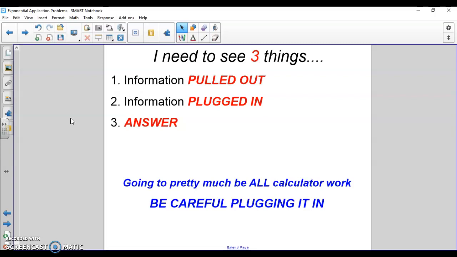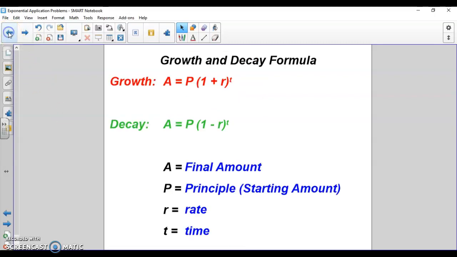I'll box them in on each problem, so all the extra work that I do off to the side is only for your benefit note-wise. It's not necessarily something I need to see. So, examples with just these 2 formulas.